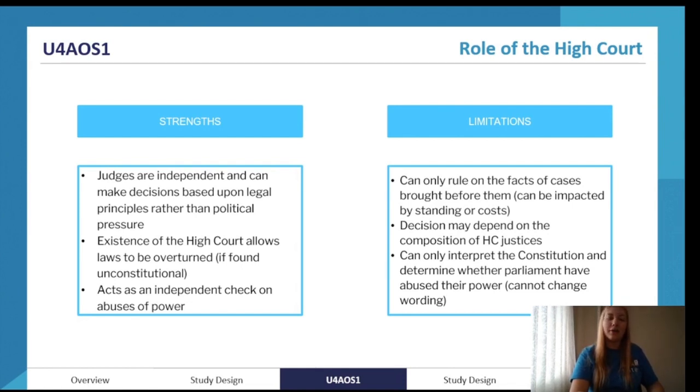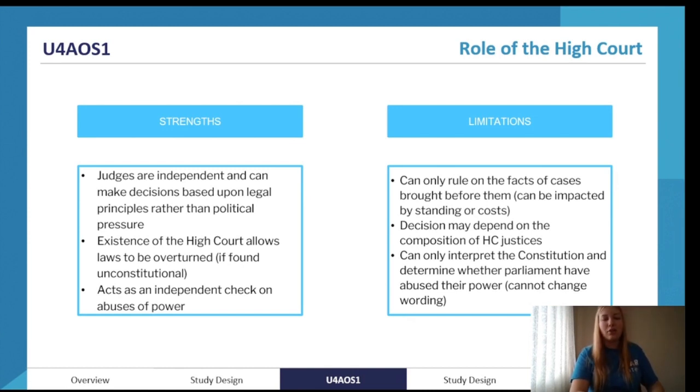The existence of the High Court also allows for laws to be overturned if they're found unconstitutional. We're talking about ultra vires here. They're declared beyond the scope of Parliament's powers and therefore invalid. And it acts as an independent check on abuses of power, not allowing this to happen.